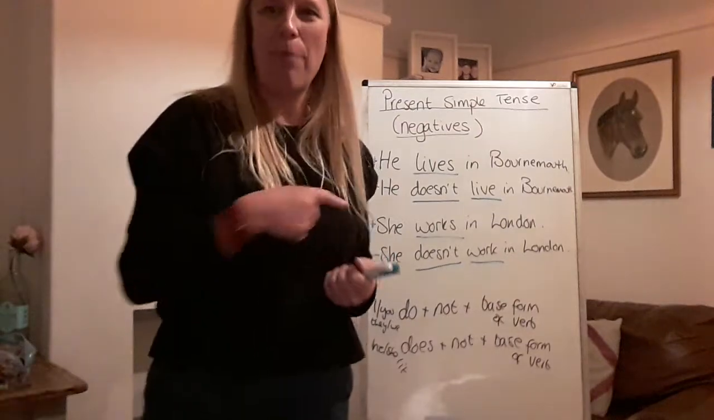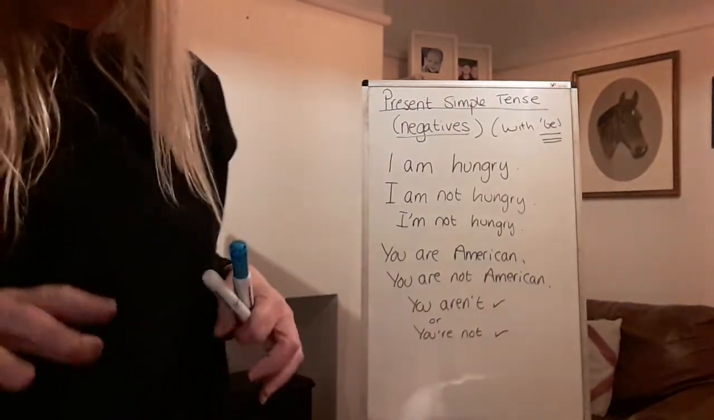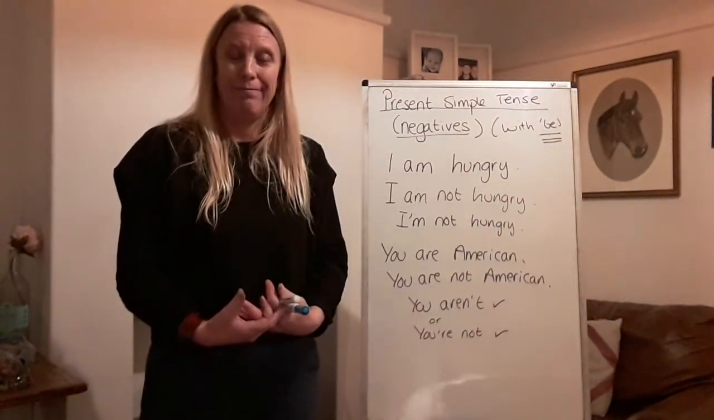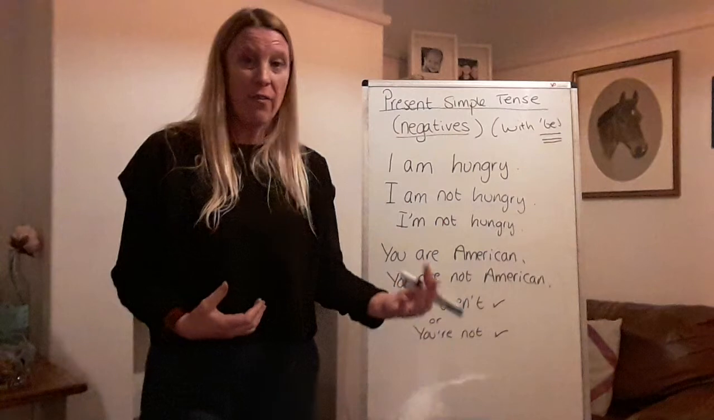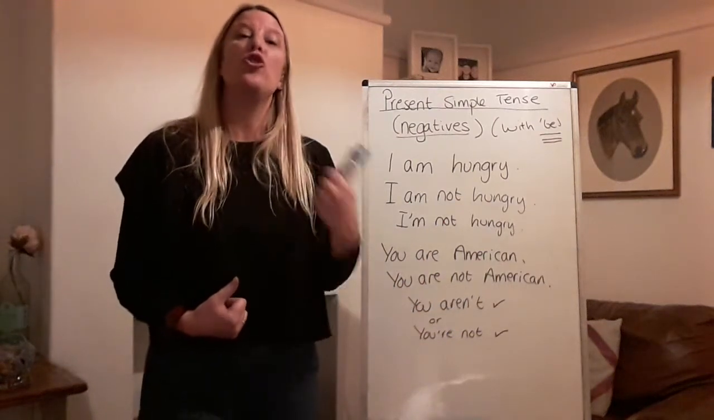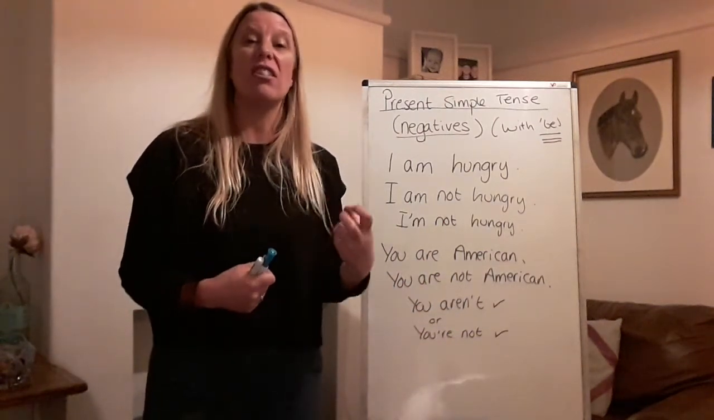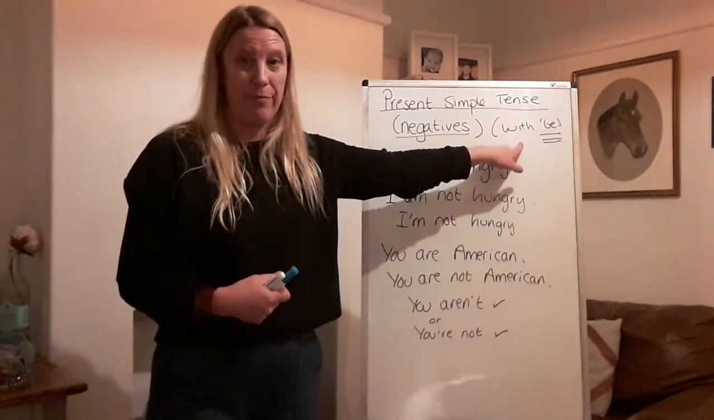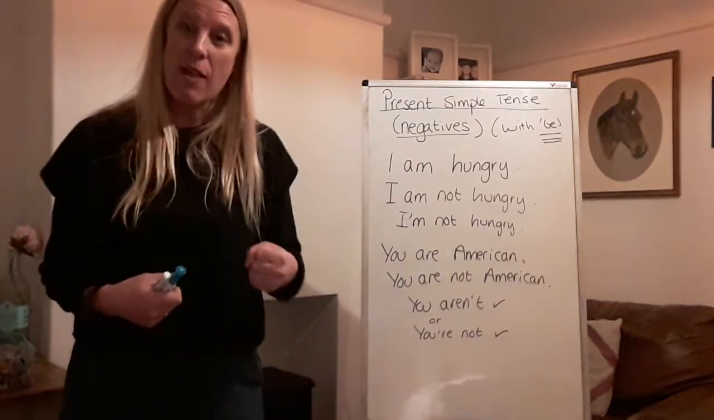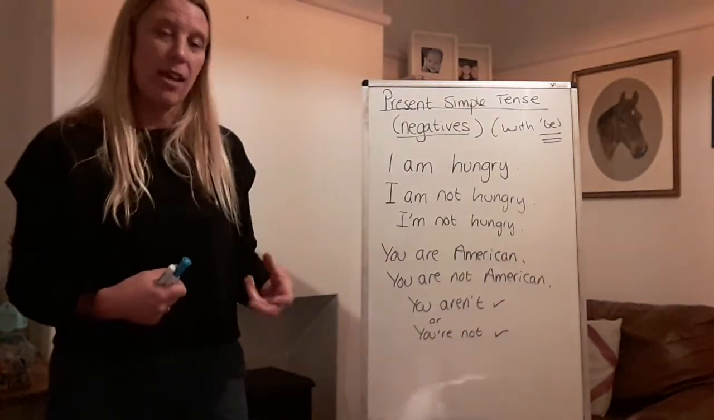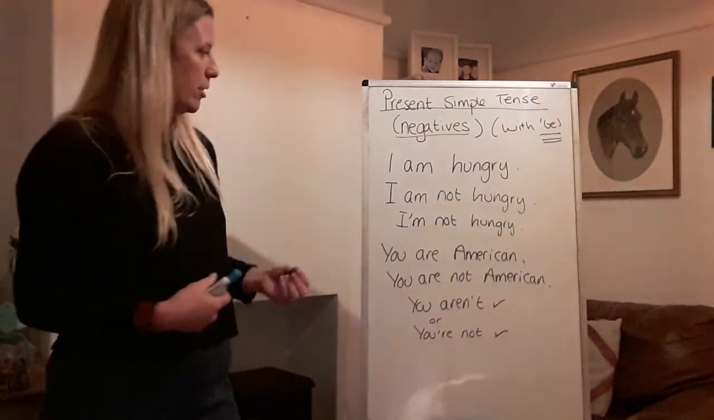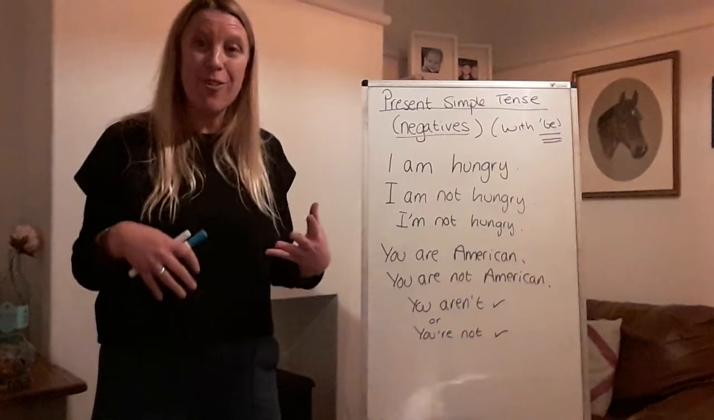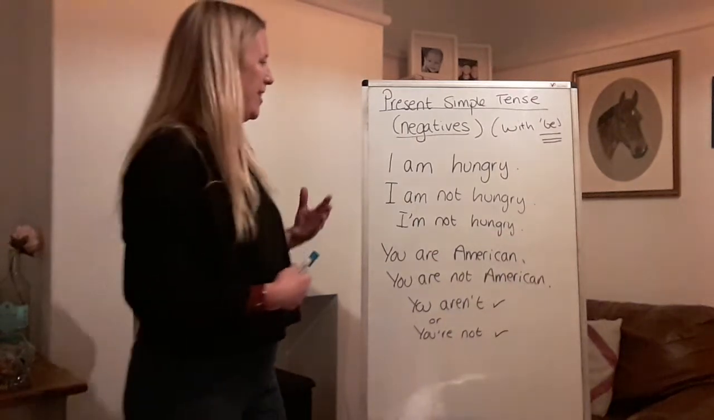Okay, now this is fine for most of our verbs, but not for be. So I'm just going to show you what happens with the verb to be. With the verb be, we do not use do. So with other verbs in the negative, we put do in front of it. Do not, does not, don't, doesn't, but not with the verb be. We stay with that verb be, we keep it, and we just add not.